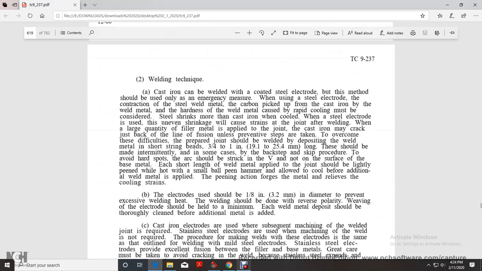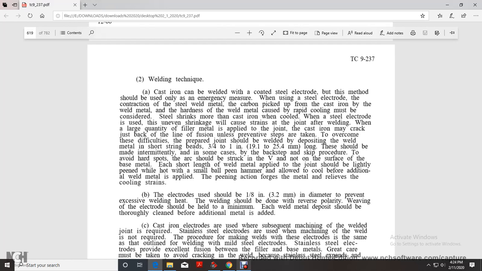Welding technique: cast iron can be welded with a coated steel electrode. With this method, it should be used as an emergency measure. When using a steel electrode, the contraction of the steel weld metal, with the carbon picked up from the cast iron, may produce a hard weld metal caused by rapid cooling, which must be considered, since the steel's strength is more than the cast iron. When cooled, the steel electrode, due to uneven shrinkage, will cause strains within the joint after welding.